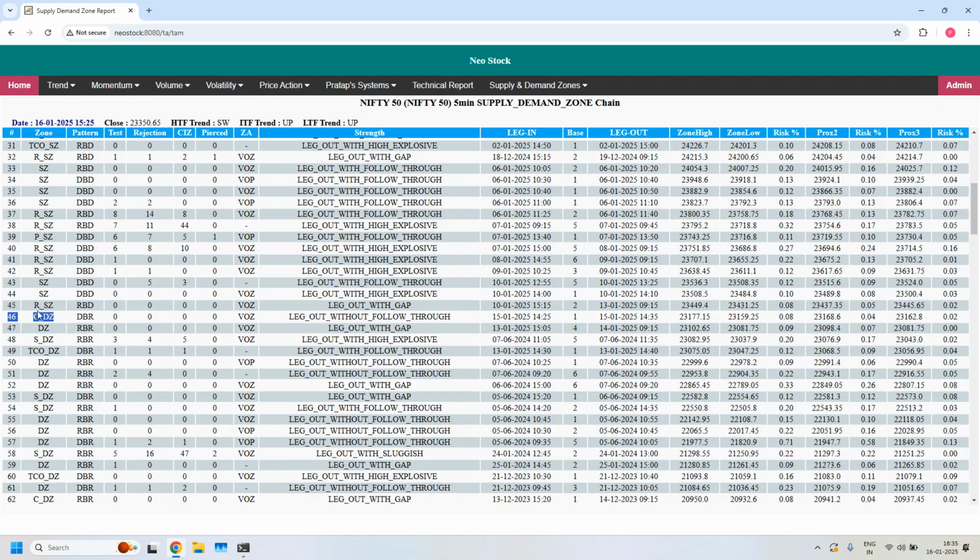One of them has to be violated to find the direction of NIFTY tomorrow. Because they are very near, one will definitely be violated, or maybe both will be violated. And at a new demand zone level, maybe here or here, it may get some support or resistance. Anything can happen tomorrow. Okay, this is about the NIFTY supply demand zone chain.